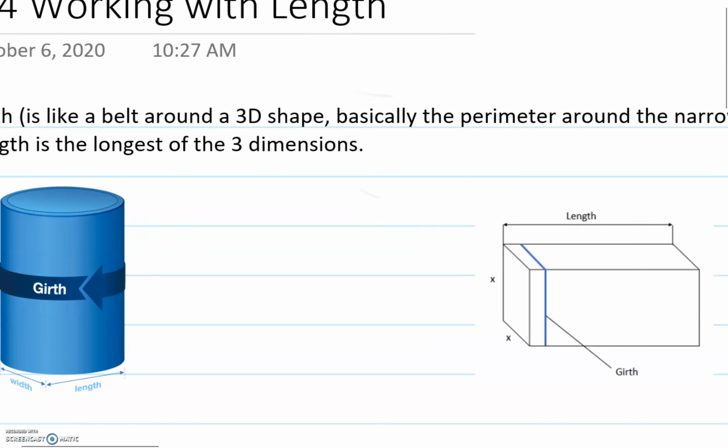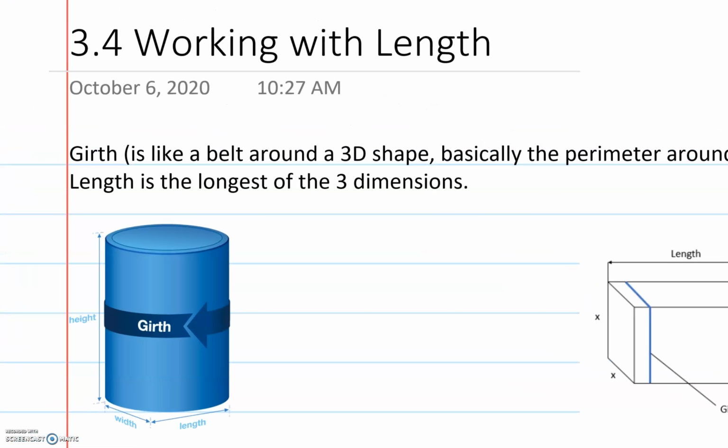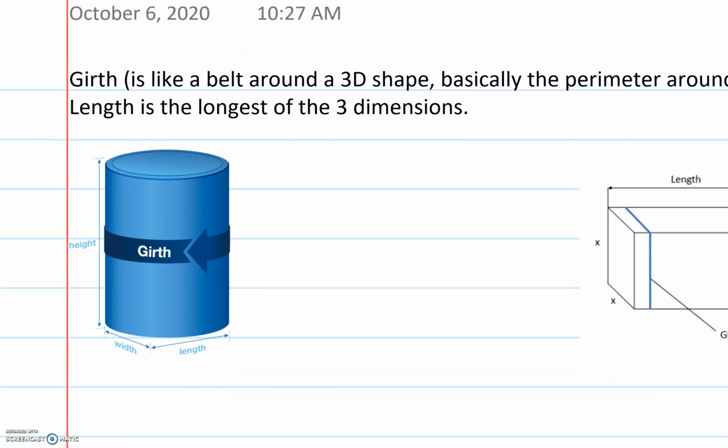So there are two things to talk about here in this topic, and there's sort of two new ideas. The first is girth, and the second is length. So length is the longest dimension of any given shape, and the only difference is that if you stand up an object, you might call that the height, but generally speaking, whatever the longest of the three dimensions is would be length.